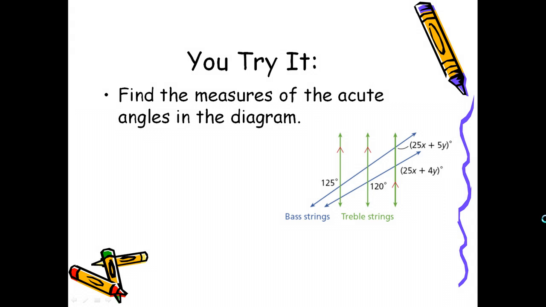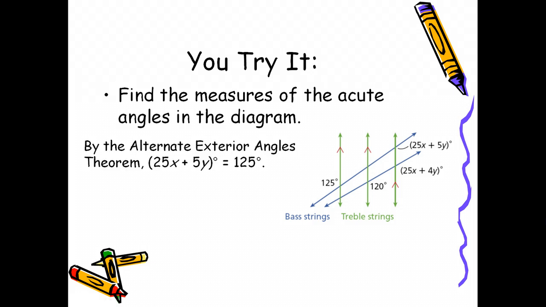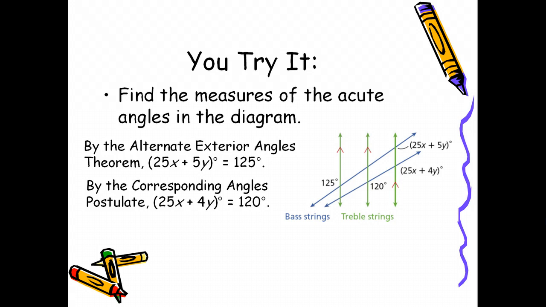Now you give it a try. Pause the recording and find the measures of the acute angles in the diagram. By the alternate exterior angles theorem, 25x plus 5y equals 125, and 25x plus 4y equals 120 degrees.